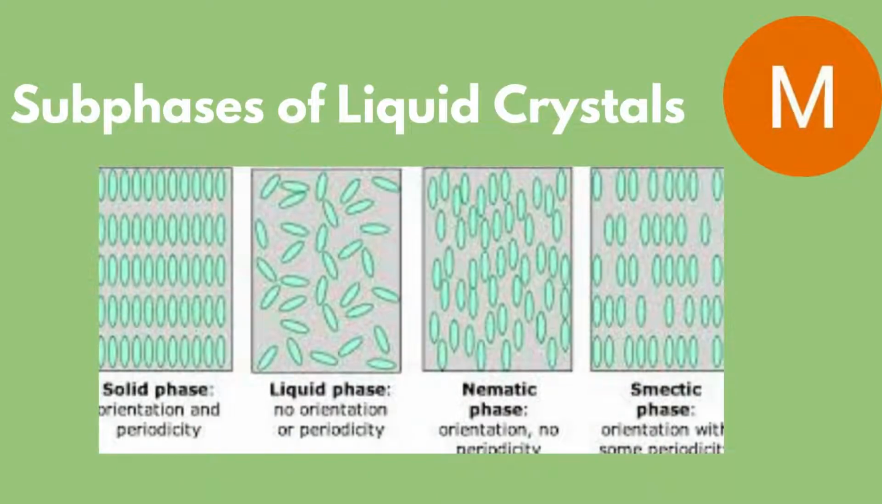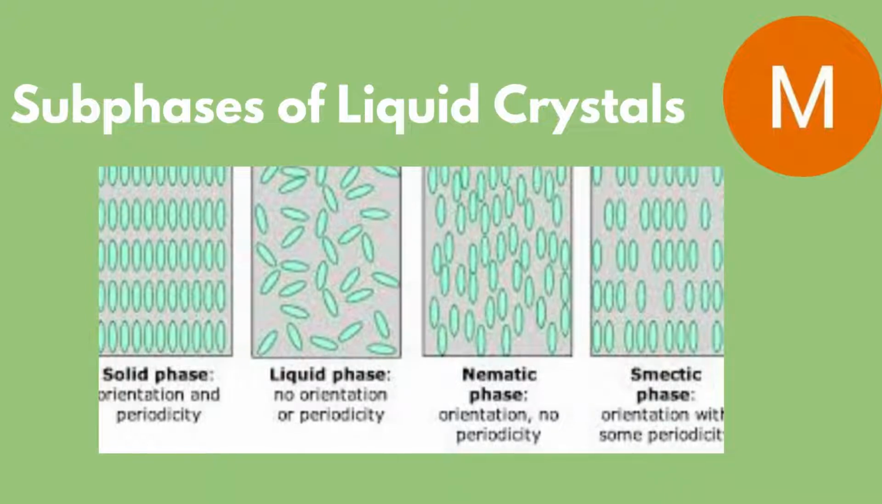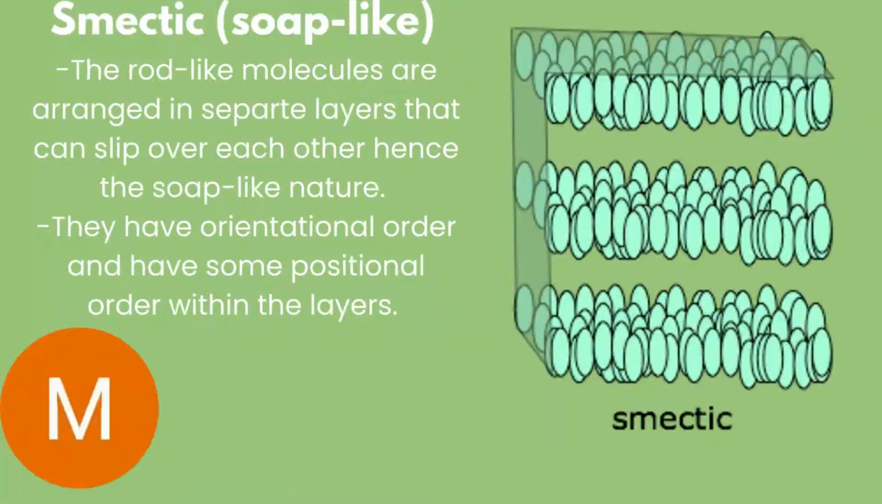There are two kinds of subphases for liquid crystals. One is the nematic phase and the other one is the smectic phase. In the nematic phase, nematic means thread-like. The rod-like molecules are aligned in the same direction but are free to move around much like a liquid. They have orientational order but have no positional order. Their order can be controlled or realigned by an electric field, so this is applied for making sharp images in liquid crystal displays.